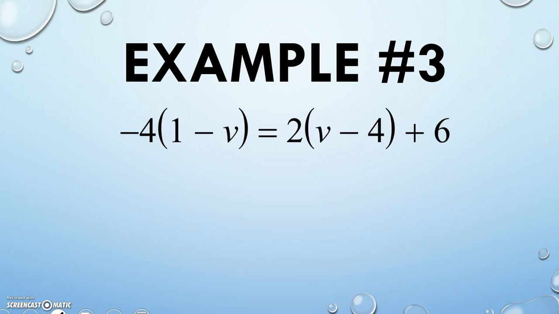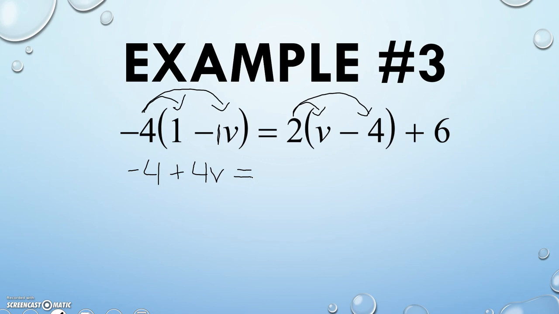Alright, now this one we have 2 sets of parentheses, and all we have to do is distribute twice. So we're going to distribute this negative 4 to these guys, and we're going to distribute the 2 to these guys. Alright, so negative 4 times 1 would give us negative 4. Negative 4 times negative 1v would be a positive 4v. Bring down your equal sign. 2 times 1v would be 2v. 2 times negative 4 would be negative 8. And then we'll just bring down that positive 6.